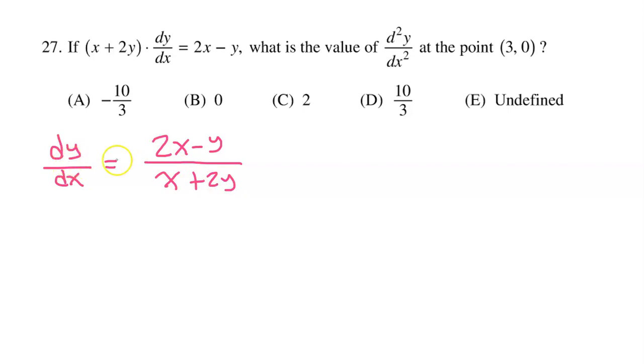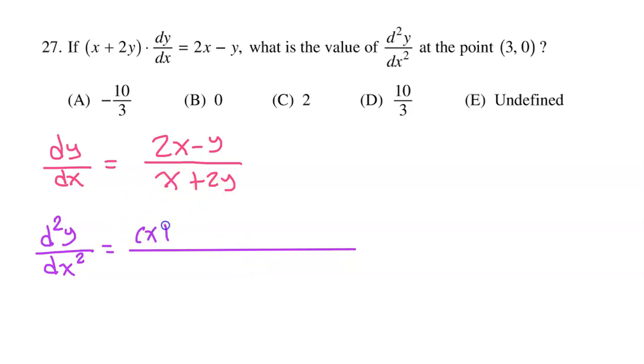Now, the second derivative will be the derivative of this. Let's do the quotient rule. Low d high, less high d low. Draw the line and down below, the bottom squared will go. Low d high. When I say low, I mean the denominator. So x plus 2y. When I say d high, I mean the derivative of the numerator.